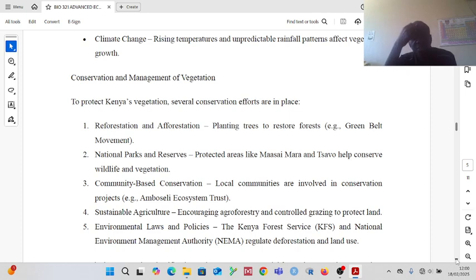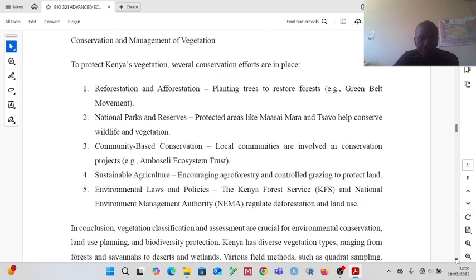Lastly, the enforcement and development of environmental laws and policies. If the environmental laws and policies have been developed, let them be enforced. But if there are gaps within those laws, then let the necessary governmental organizations come up with regulations so that at least deforestation and land use can be regulated so that we conserve our vegetation.